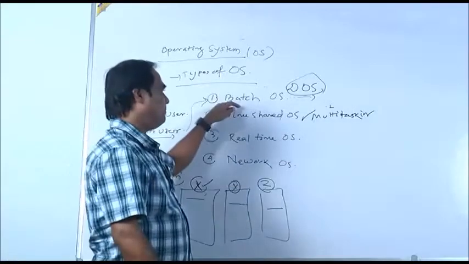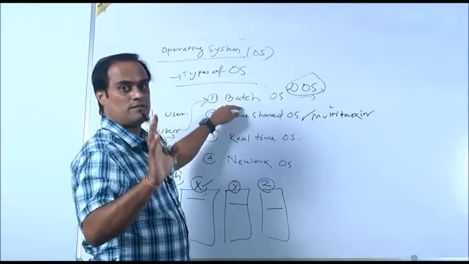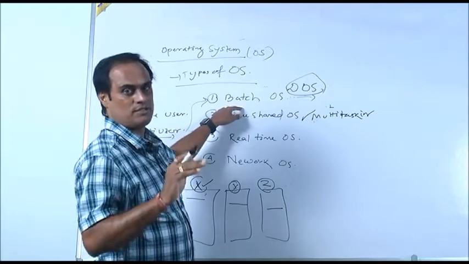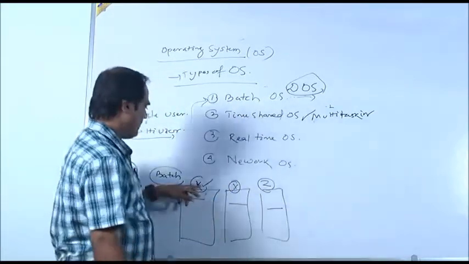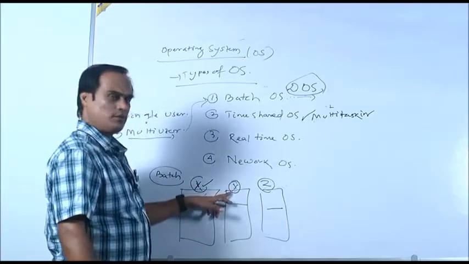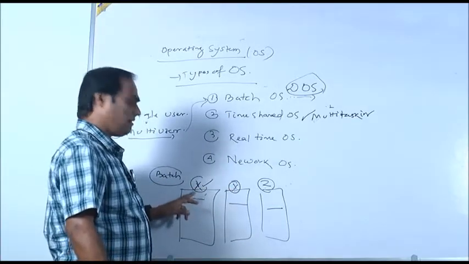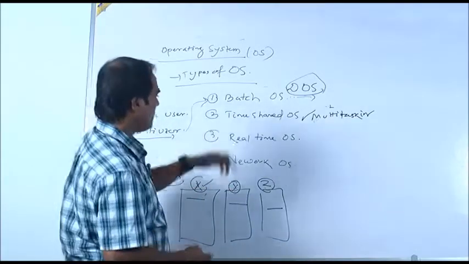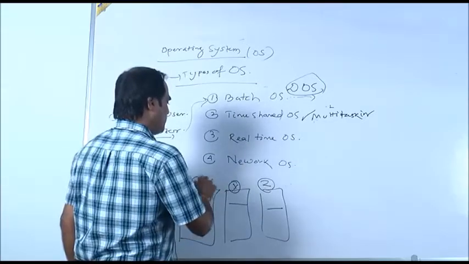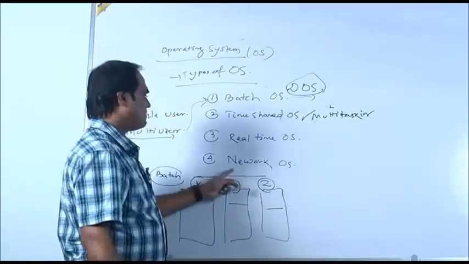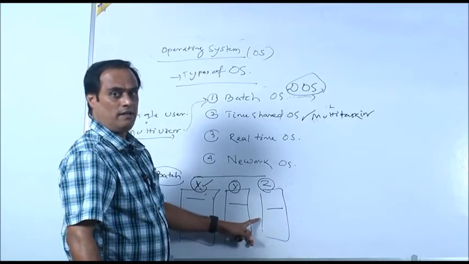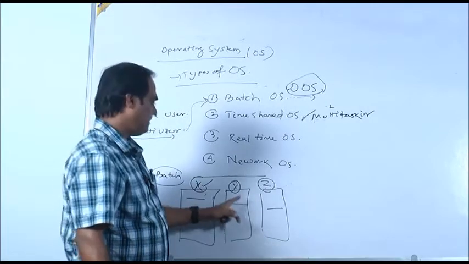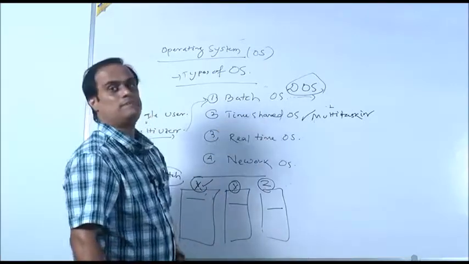In batch there was no parallel execution, that means two tasks cannot be executed in parallel. If x is executing, then y has to wait till the completion of x, yes or no. But in a time shared operating system, it is possible to execute tasks parallelly, yes or no. How? Through the time shared operation.